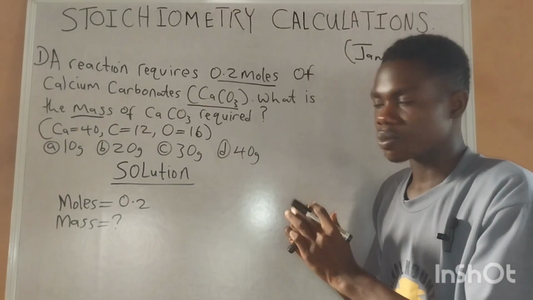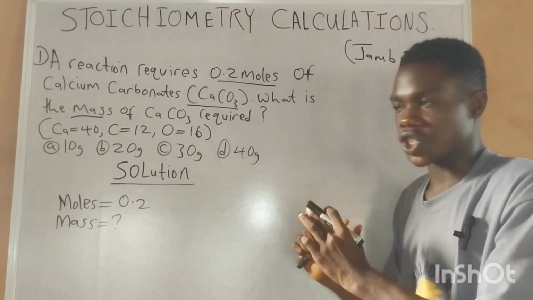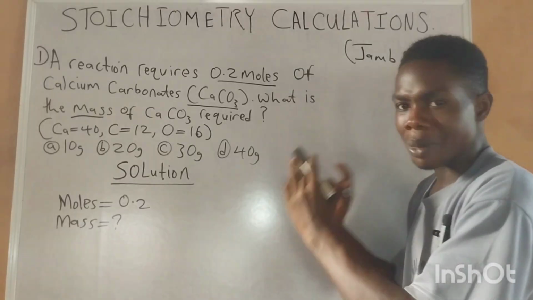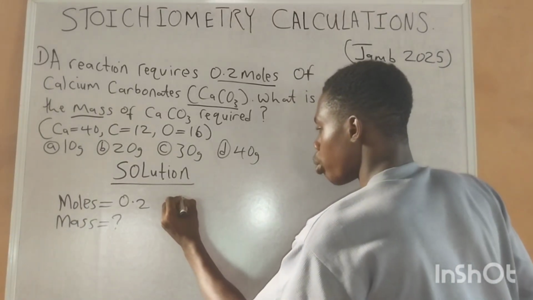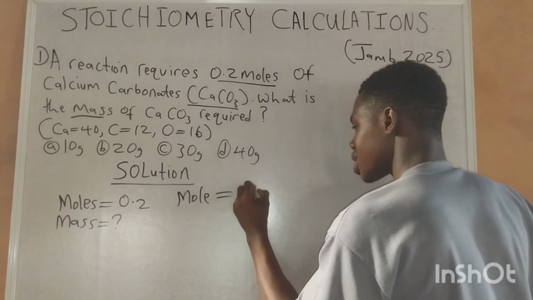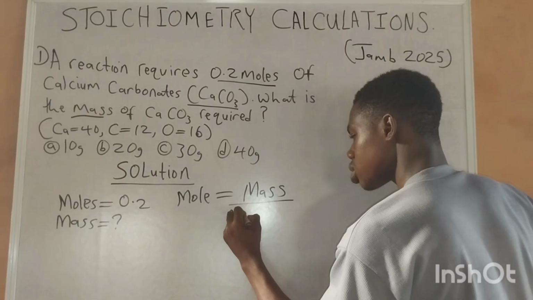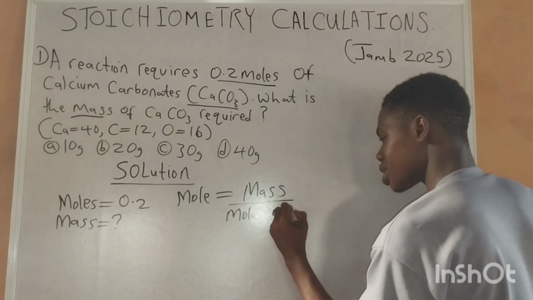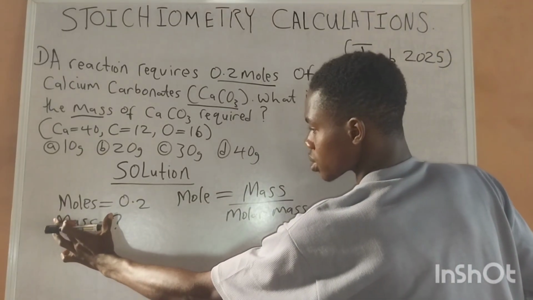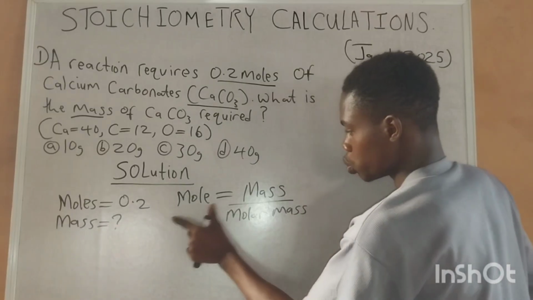Under stoichiometry, which relationship relates mole and mass together? It is the mole and mass relationship that relates mole and mass together. Now, under the mole and mass relationship, we have mole equal to mass divided by your molar mass. Now, in this question, we're given mole to be 0.2, and then they are asking us to find the mass, which we don't know yet.